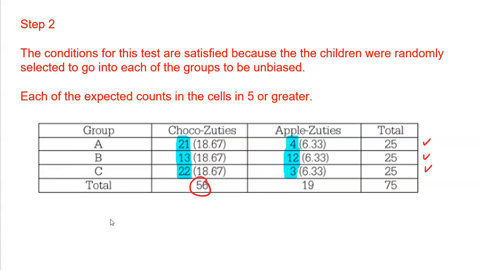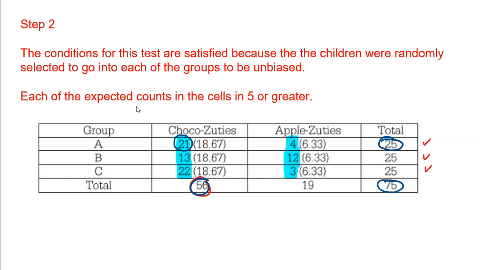And that's 6.33. That's about 25% of 25. Now, another way you could also get your expected values is to take, for example, this value right here, in Group A, Choco Zooties, take your row total, 25, times your column total, 56, divided by 75, your grand total. So row total times column total divided by grand total.